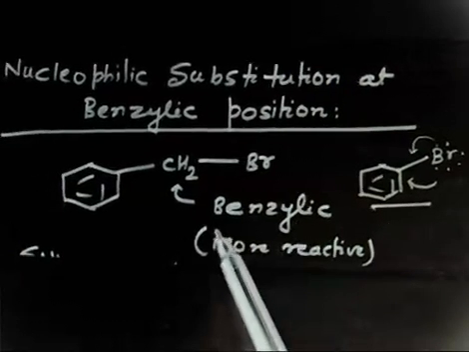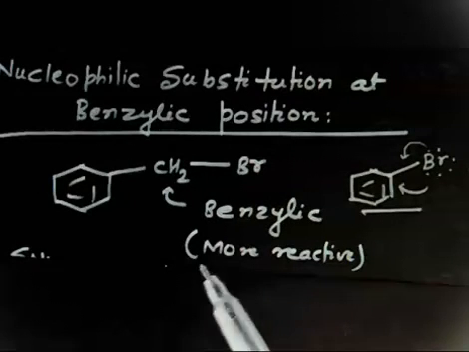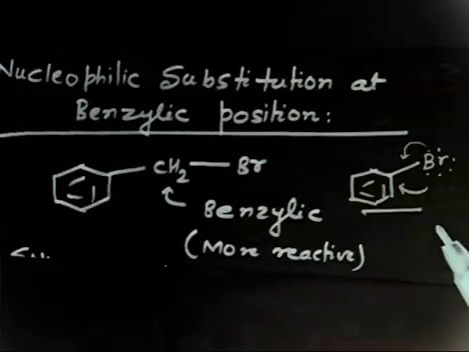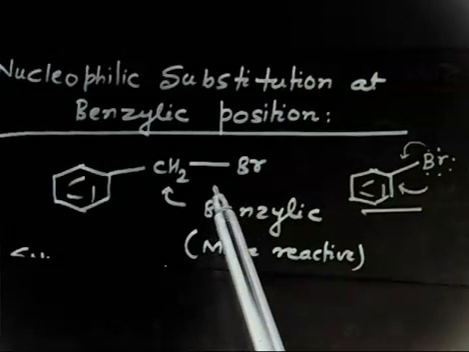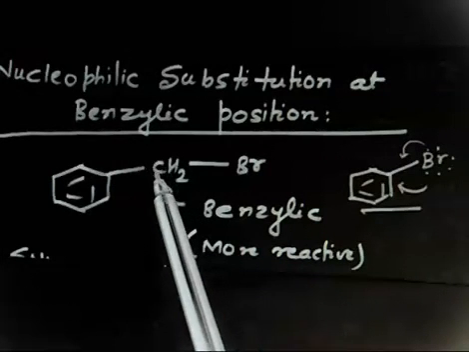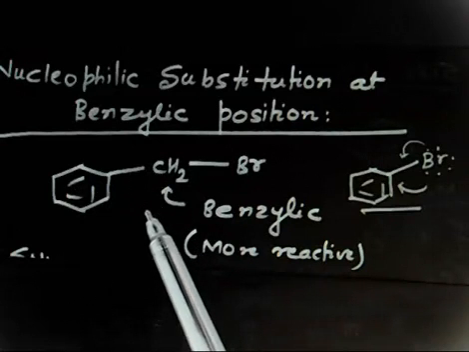Now let us come to this question. This question says, why at benzylic position does reactivity generally increase? In case of SN1, and in case of SN2 also, the rate increases. Because you see, this is a primary carbon, attached to only one carbon. So this is a primary carbon. So even in the SN2 mechanism, the rate is faster than a simple primary one.